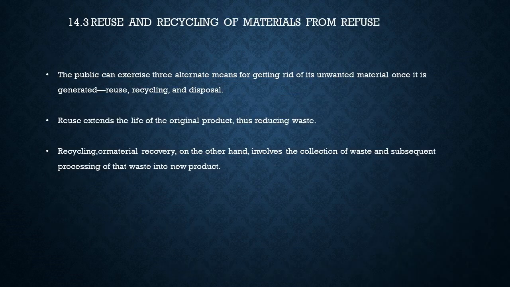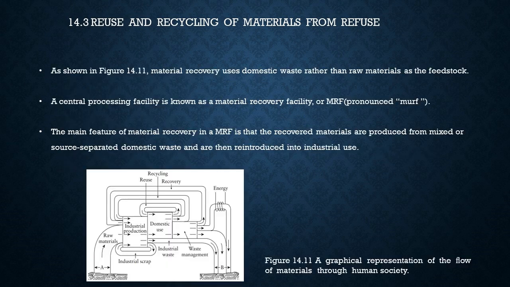The public can exercise three alternate means for getting rid of its unwanted material once it is generated: reuse, recycling, and disposal. Reuse extends the life of the original product, thus reducing waste. Recycling or material recovery, on the other hand, involves the collection of waste and subsequent processing of that waste into new product. As shown in Figure 14.11, material recovery uses domestic waste rather than raw materials as the feedstock.